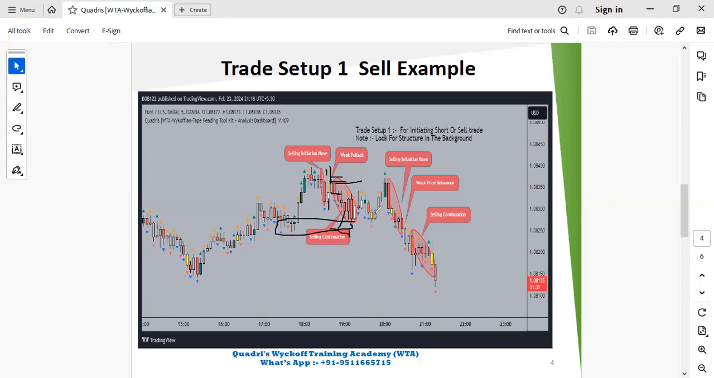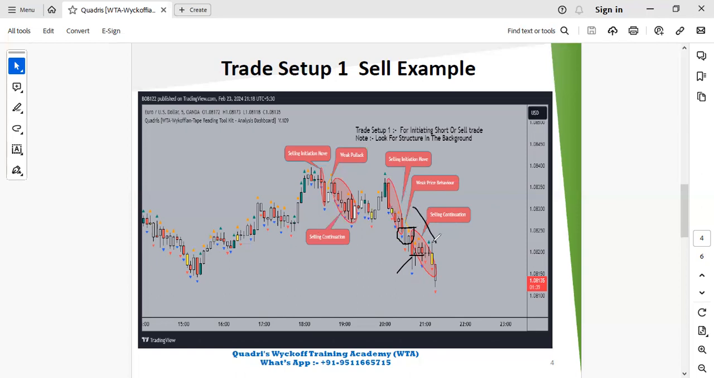Same thing happened over here. We had a pullback, an upthrust, and after the upthrust, we have sell initiation taking place. This is not a pullback, but weak price behavior, because normally it won't happen like this. You would get a pullback, there would be hollow candles forming, and then there would be a sell continuation candle printing over here. You can initiate your sell trade over here and place your stop loss above this candle.